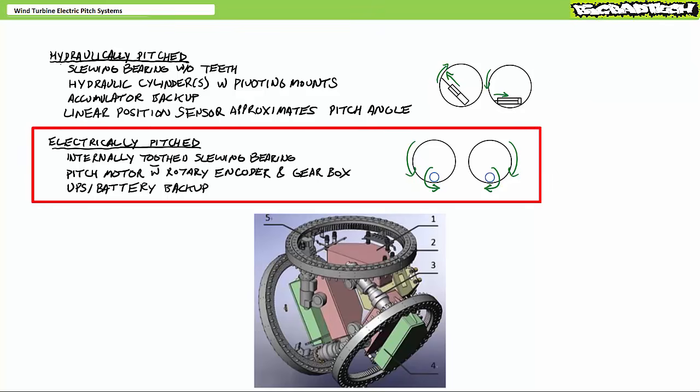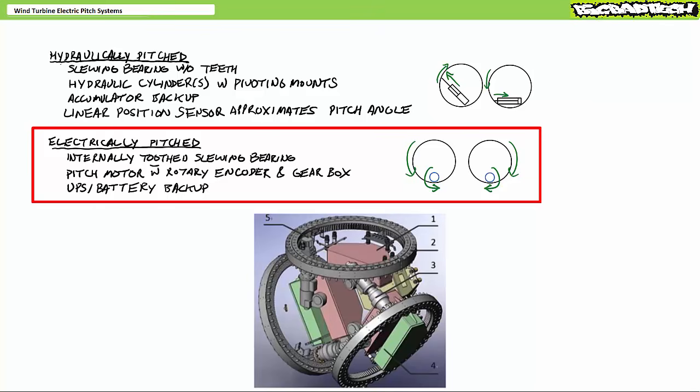An electrically pitched turbine, the topic of today's lecture, in contrast, uses an internally toothed slewing bearing, similar to the yaw ring, and a motor-driven gearbox and pinion gear. When the motor turns in one direction, the blade is pitched forward, and when the motor turns in the other direction, the blade is pitched back.